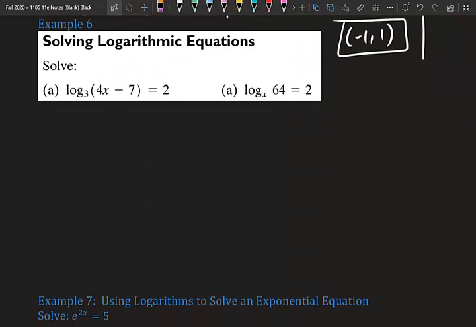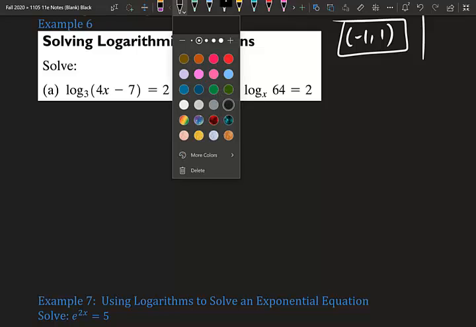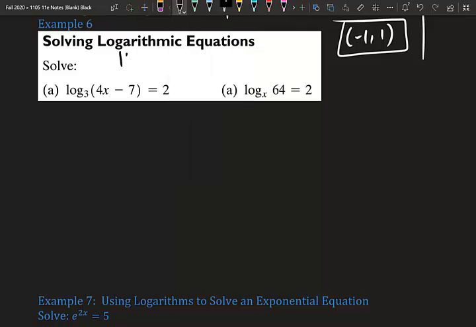Now we're going to solve logarithmic equations. So we're going to solve log base 3 of 4x minus 7 equals 2. There are just 2 steps we need to do here. I'm going to write them down for us. The first step is we're going to switch log to exponent.